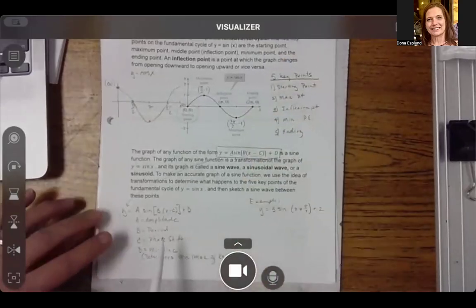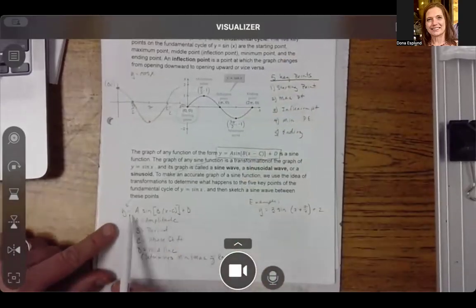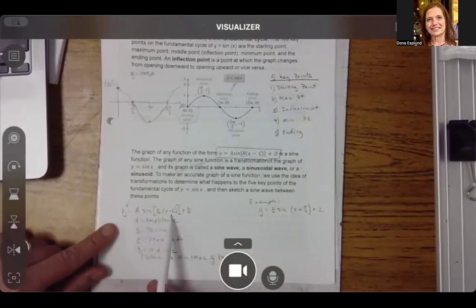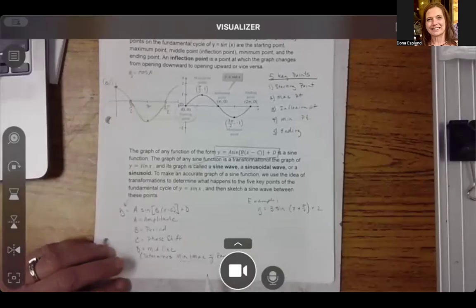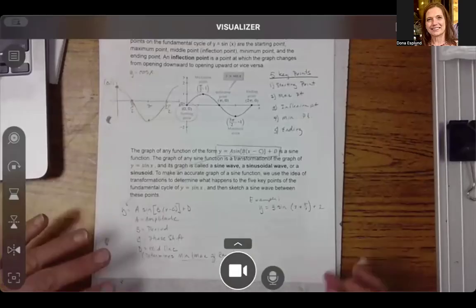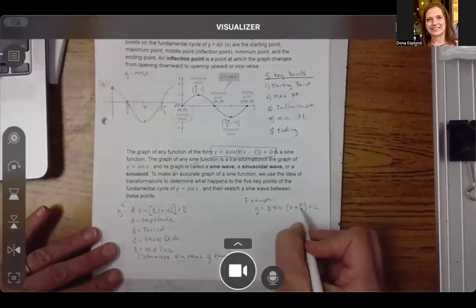So let's say that I have an example. Here's my example of y equals A times the sine of B times (x minus C) plus D. And I have A is the amplitude, B is the period, C is the phase shift, and then D is going to be the midline. And this will also determine my min and my maximum, which will be the same as my range.